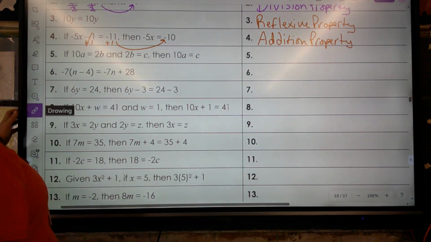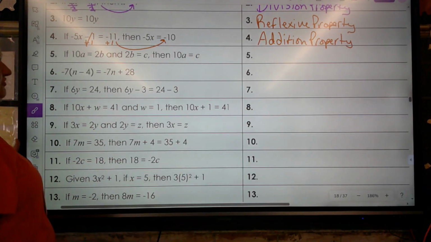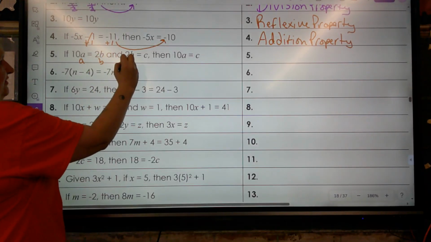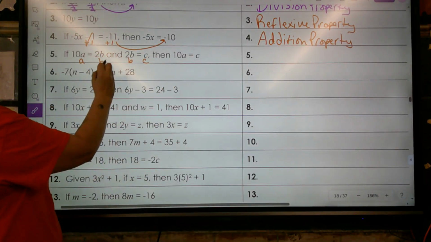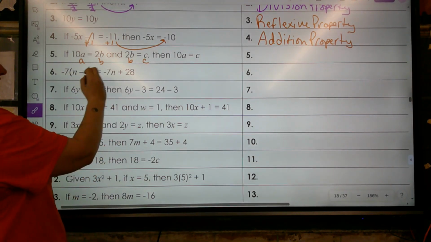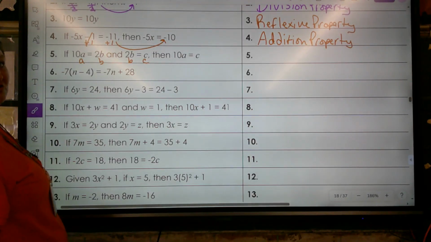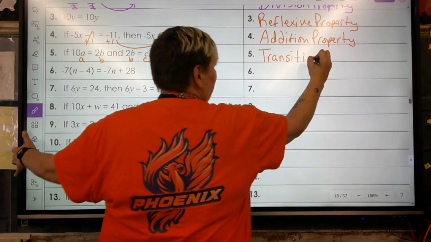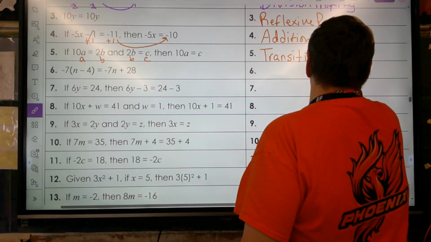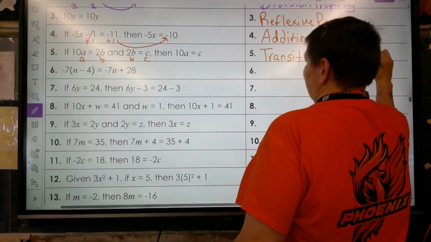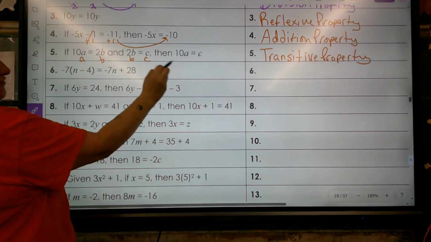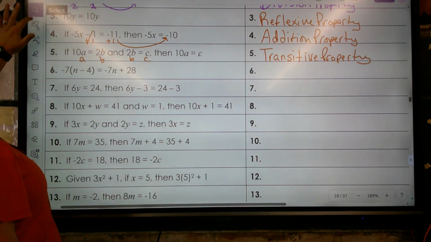All right, 5. If 10a equals 2b and 2b equals c, then 10a equals c. A, B, B, C, P, Q, Q, R. Law of syllogism. This is called transitive property. Transitive. They're in transit. If it helps you, think about them as bus stops. The bus starts in the same place and it ends up here, but it has stops along the way. Transit. Transitive property.